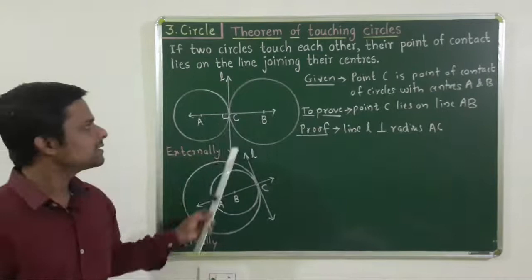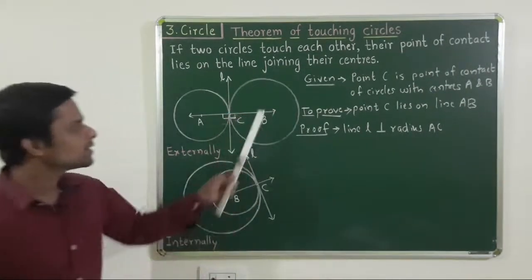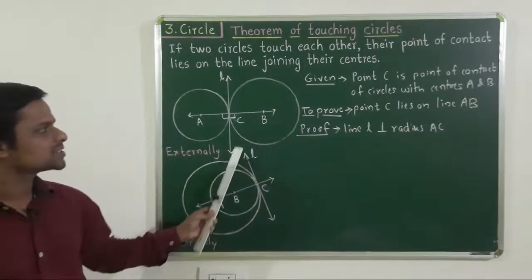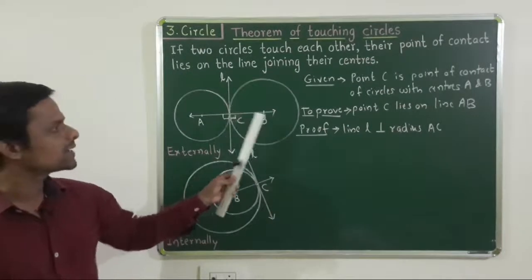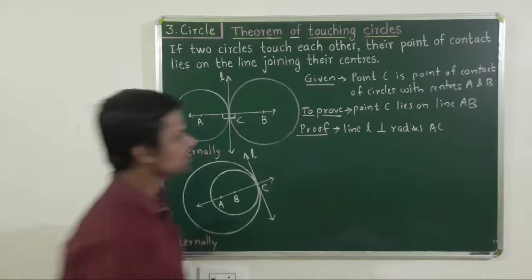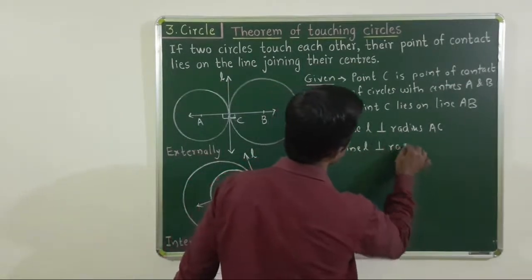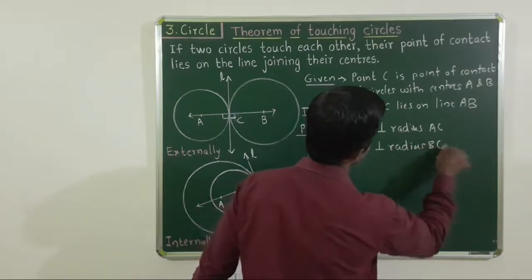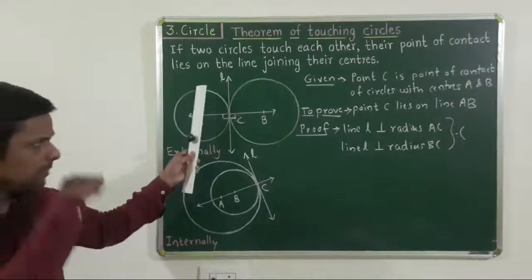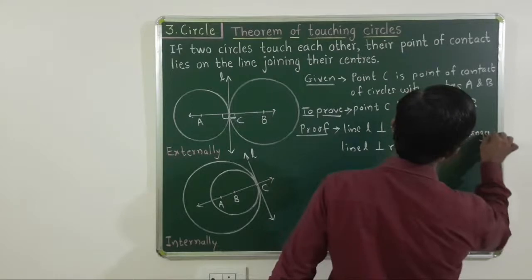Similarly, line L is perpendicular to radius BC. Means for this circle with center B, line L is tangent and BC is radius. Therefore, by the tangent theorem, line L is perpendicular to radius BC. And for both statements, the reason will be the tangent theorem.